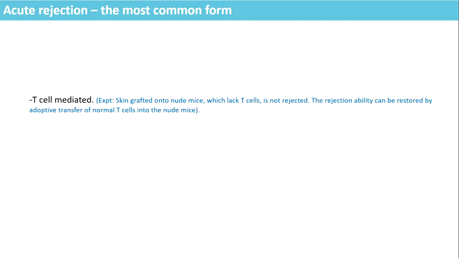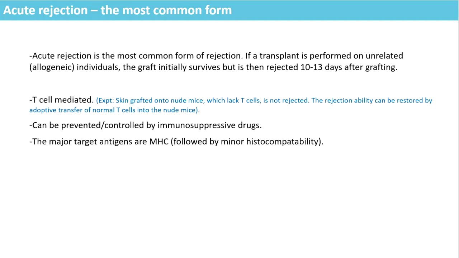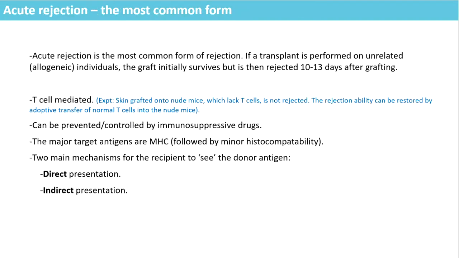Now, acute rejection is the most common form. So I'll just bring that up. Like I said, it's the most common form, and it will occur quite quickly, within 2 weeks, as we mentioned at the beginning of the lecture.